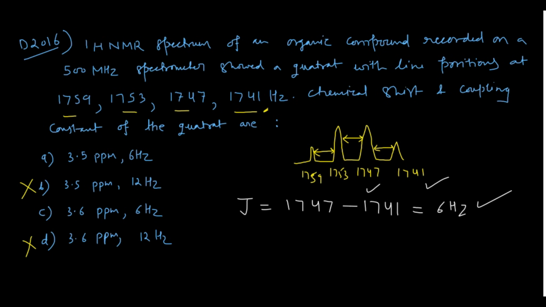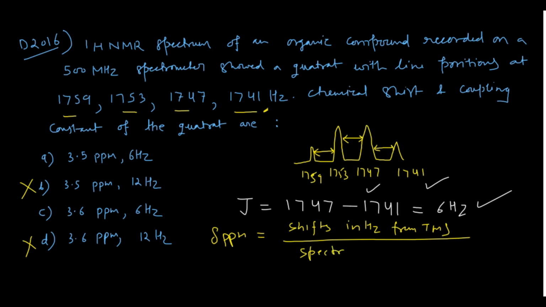So how can we solve this one? I am going to calculate the chemical shift, in delta ppm. In the short way, I am writing: chemical shift is the shift in hertz from TMS, divided by the spectrometer frequency.